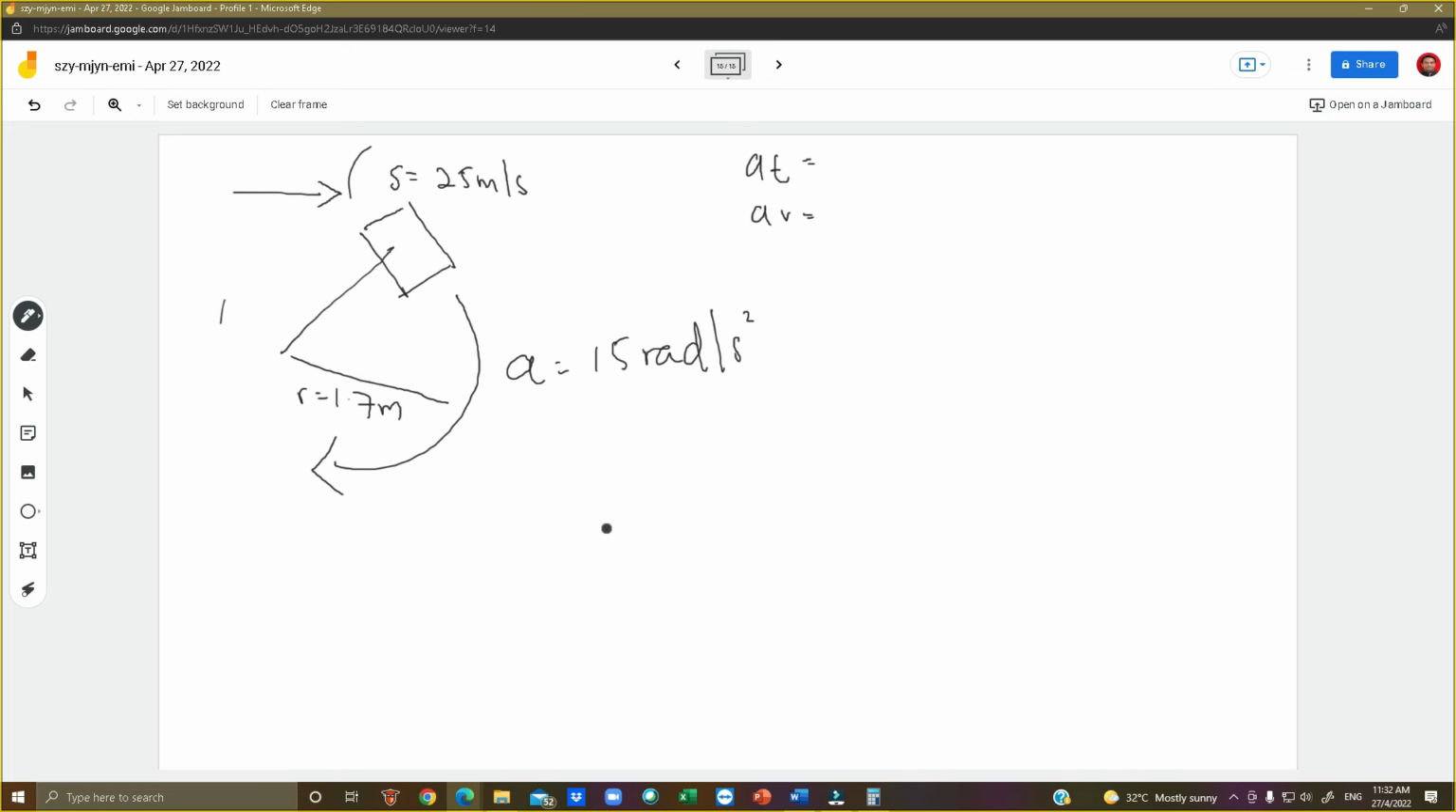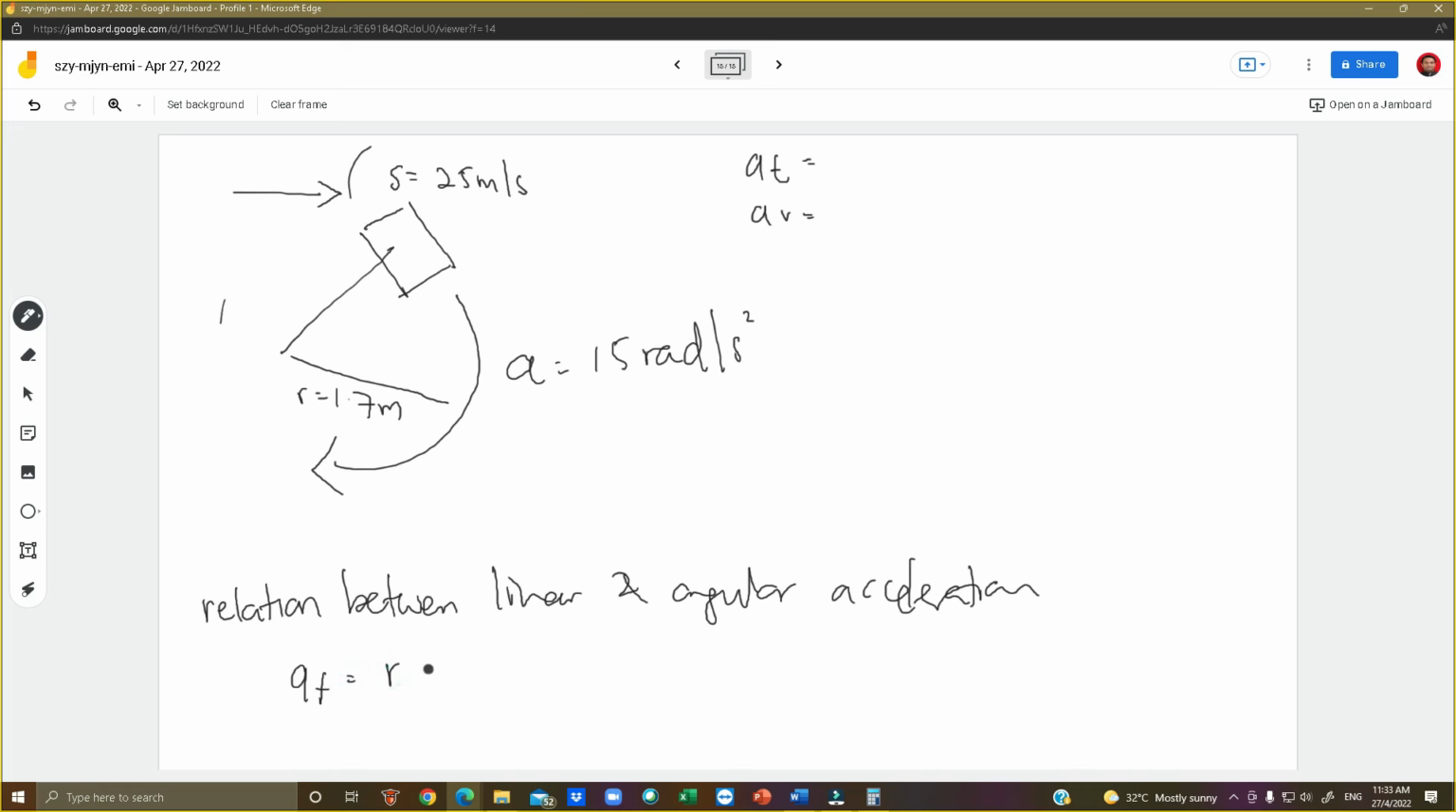AR, AT. Ada satu lagi equation saya tak bagi kamu ni. Sekejap saya tengok equation. Okay. This equation. Relation between linear and angular acceleration. This is also known as tangent equals to R alpha. So kalau tengok daripada sini memang kita dapat jawapan terus lah.